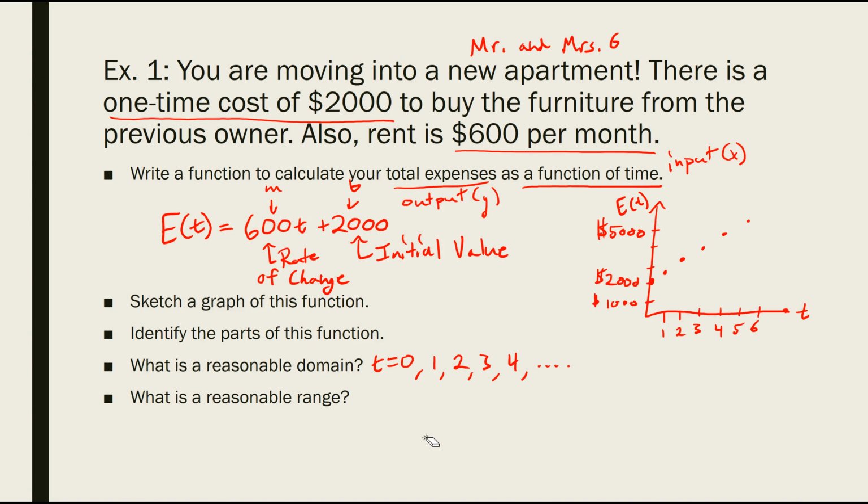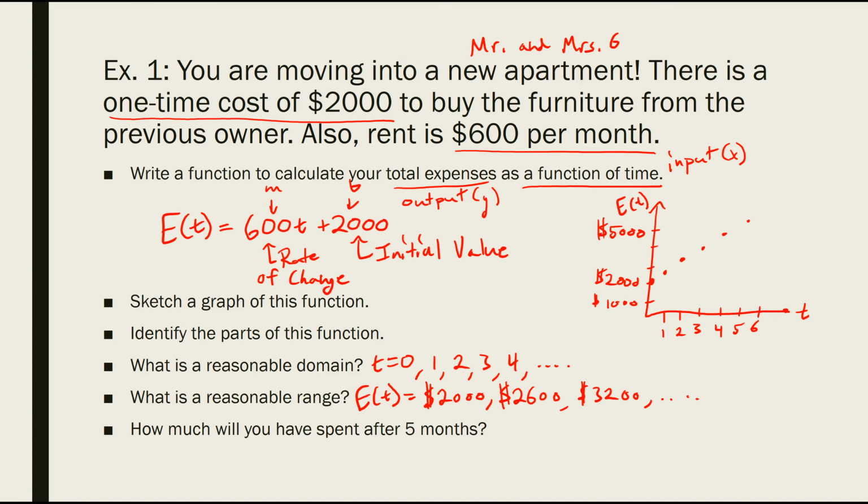Next, I need to ask about the range. Range are the values I can get out. So that's my E of t. The lowest value that I can pay is 2,000, right? If I have not owned the apartment at all, I've just bought the furniture, it's at 2,000. Then after the first month, I've now paid a month of rent, so I'm at 2,600. Then I pay in the second month another rent, another 600, and so on up from there. So there's my range. The lowest is 2,000, and then I'm going up in increments of 600.